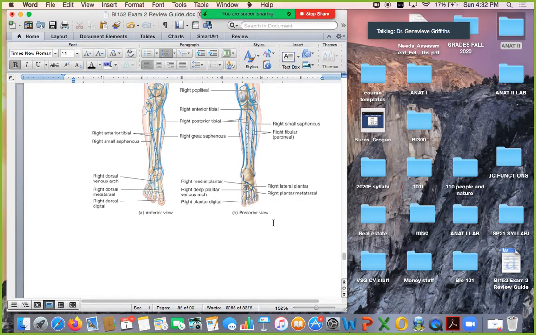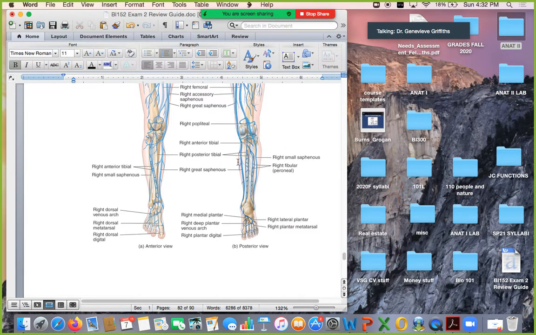From the posterior view, so the bottom and back, we're going to have the plantar digitals and the deep plantar venous arches feeding up into the right medial plantar. We also have the right lateral plantar and the right plantar metatarsal feeding up into the right medial plantar, which is then going to come up into the right great saphenous. Again, that's going to run all the way up to the femoral. And then we also have the right fibular here, lots of anastomoses here to have crosstalk.